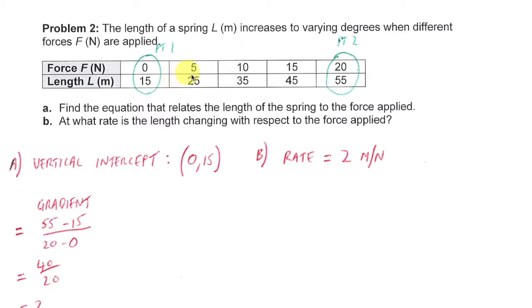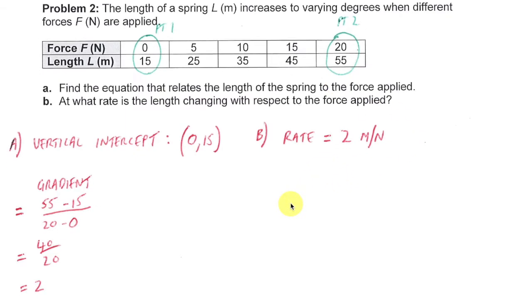You can see here that we're going up by a constant amount, so it's linear. All right, so as we jump by 5 in the force, the length of the spring increases by 10 meters. You can see that each time. So it's going up by a constant amount.